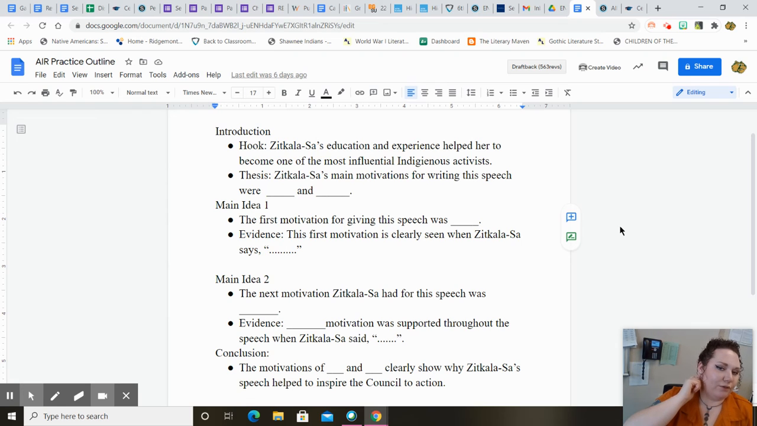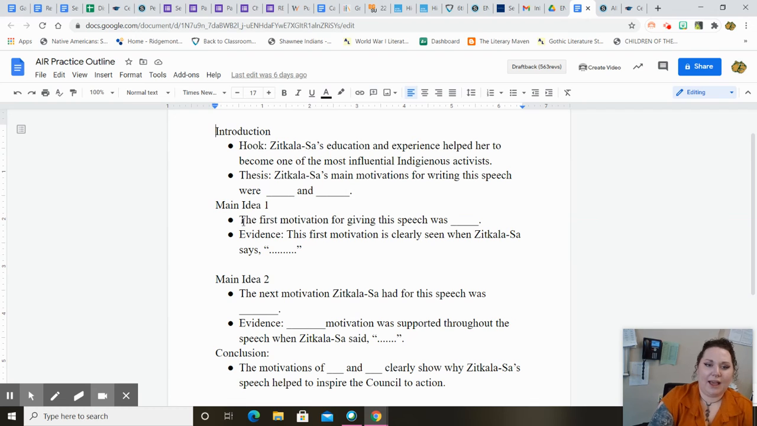So if I say that her first main motivation for writing this speech was to get more Indigenous people to work together for the cause, then the very first thing I put in my main idea is: the first motivation for giving this speech was to get Indigenous people to work together for the cause. That is my first main idea, okay? And after you give me that topic sentence, you give me evidence. For each paragraph, what I want to see on this outline is the topic sentence and the evidence. We're not going to go into the analysis yet, just those two.